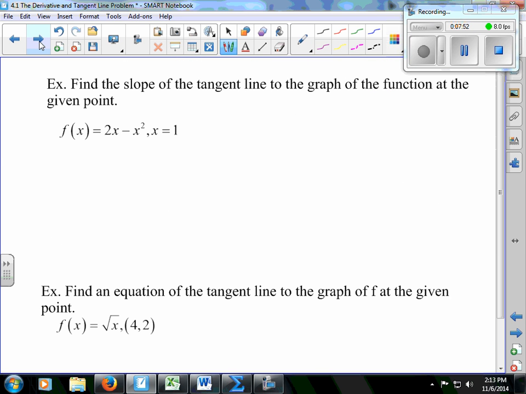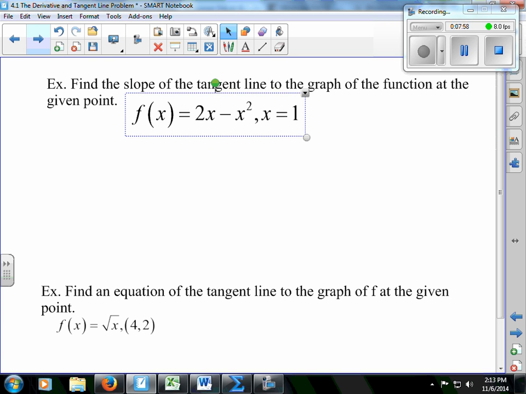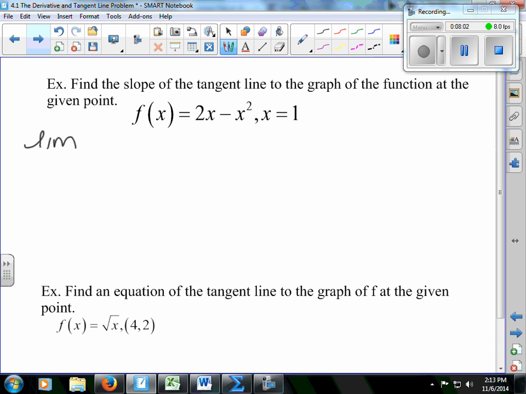Okay, here is a second example for you to work out. 2x minus x squared at x equals 1. Let me help you get started. So I'm going to write down the definition of the slope of the tangent line. It is the limit as delta x goes to 0 of f of c plus delta x minus f of c over delta x. I just recopied that down from my definition.